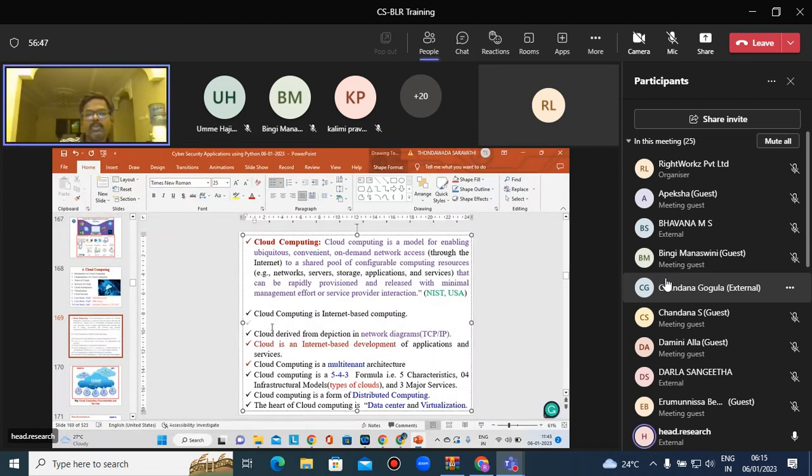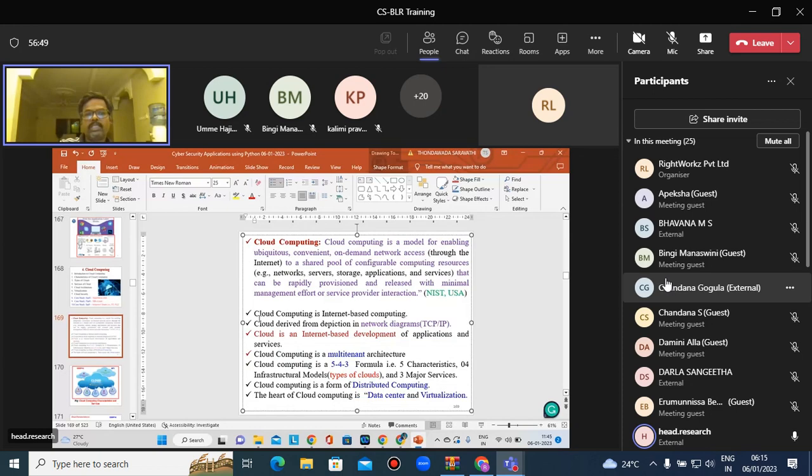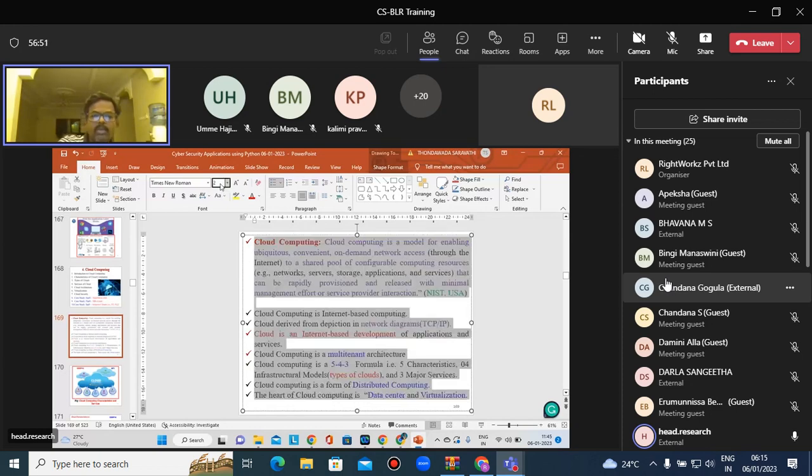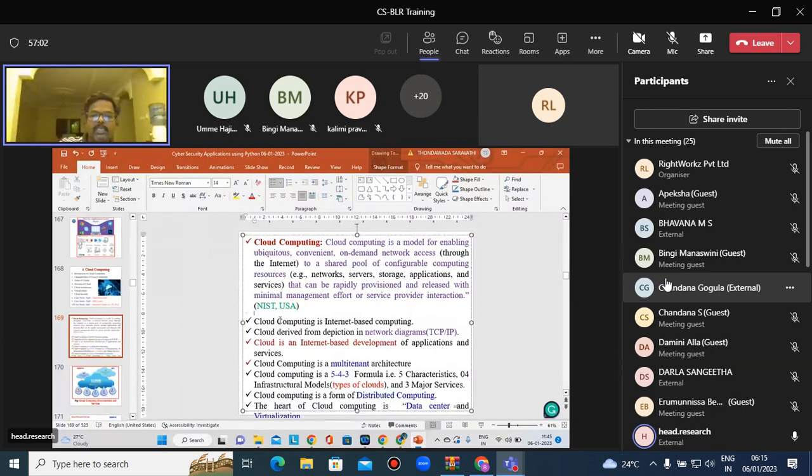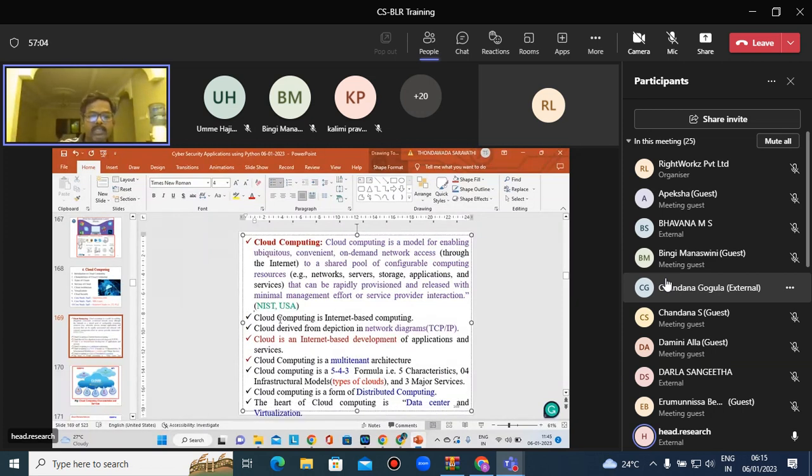So this cloud computing is a multi-tenant architecture, multiple users connected to the cloud. Very, very, very important.